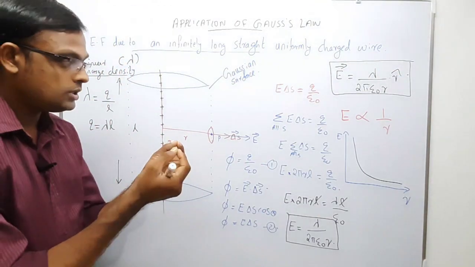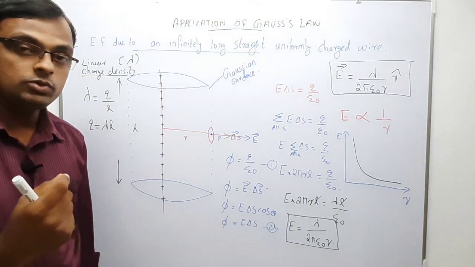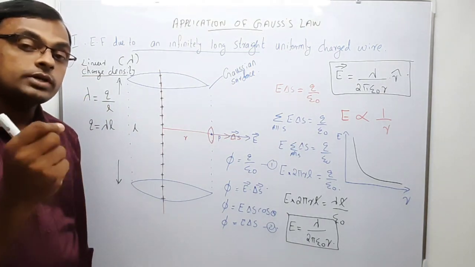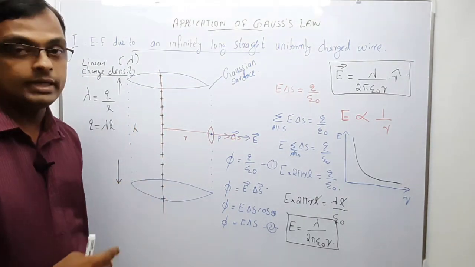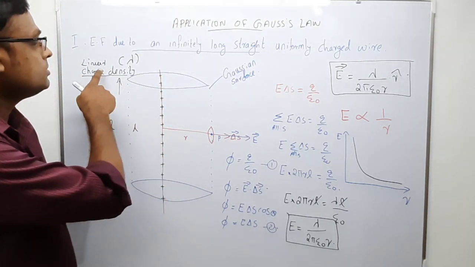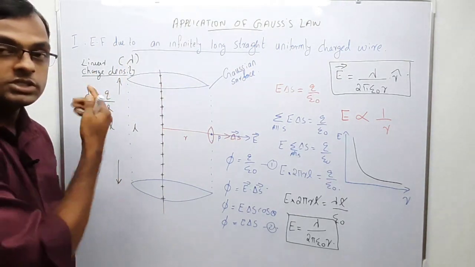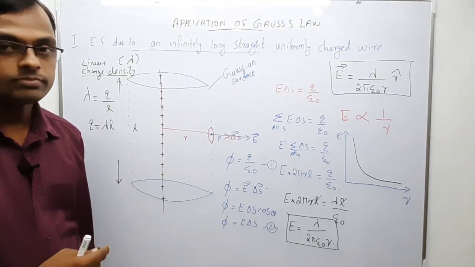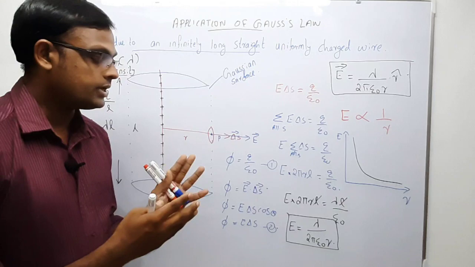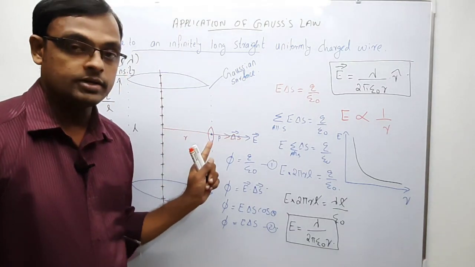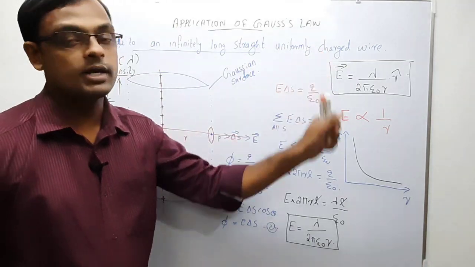There is one new thing, maybe you may not know this, that is the linear charge density. Why do we use the linear charge density? Because the charges are distributed uniformly. So we use the term linear charge density, represented by lambda, that is charge per length. So we have derived the formula for electric field intensity due to an infinitely long straight charged wire.